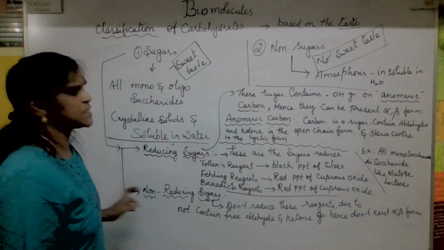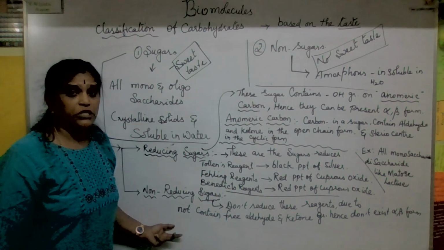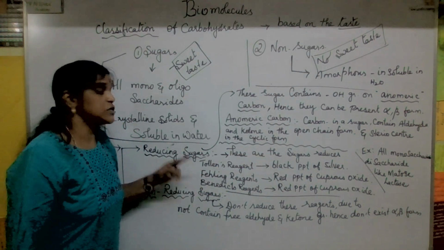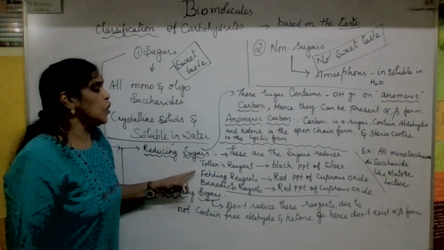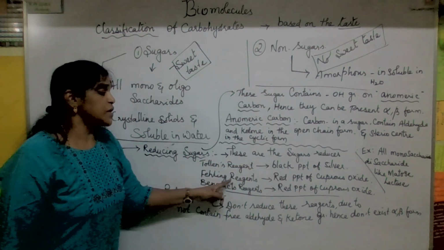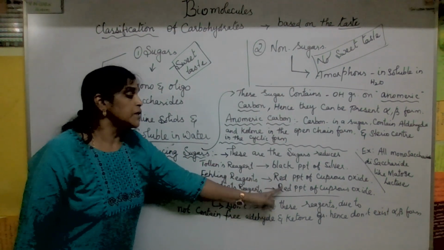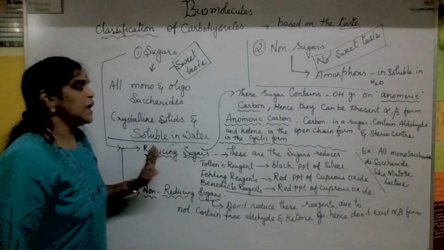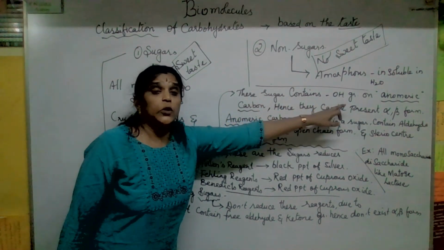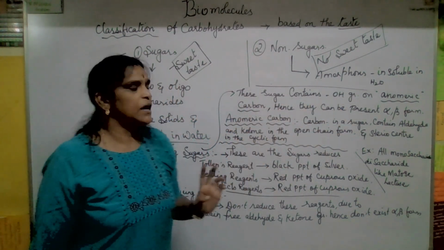Now here, sugars can be classified into 2 types, that is reducing sugar and non-reducing sugar. So reducing sugars are the sugars that reduce. What is the reason it reduces? I'll tell you. Tollens reagent is reduced to a black precipitate of silver. Fehling's reagent is reduced to a red precipitate of cuprous oxide. Benedict's reagent is reduced to a red precipitate of cuprous oxide. Okay, now what is the reason it reduces? Because these sugars contain an OH group on the anomeric carbon. Hence they can be present in alpha and beta form.